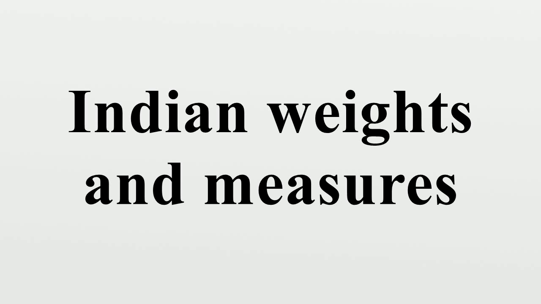Weights before 1833: 8 ratis equals 1 masha, 12 mashas equals 1 tola, 80 tolas equals 1 ser, 40 sers equals 1 maund, 1 rati equals 1.75 grains. From 1833, the rupee and tola weight was fixed at 180 grains, i.e., 11.66382 grams. Hence the weight of one maund increased to 37.324224 kilograms.